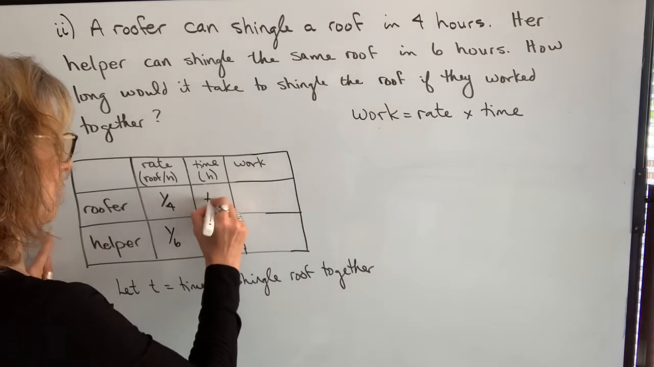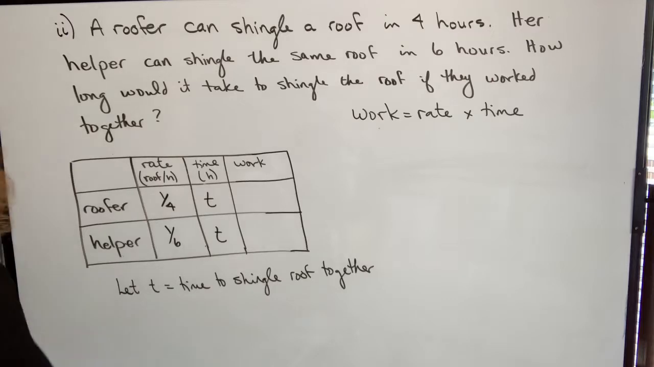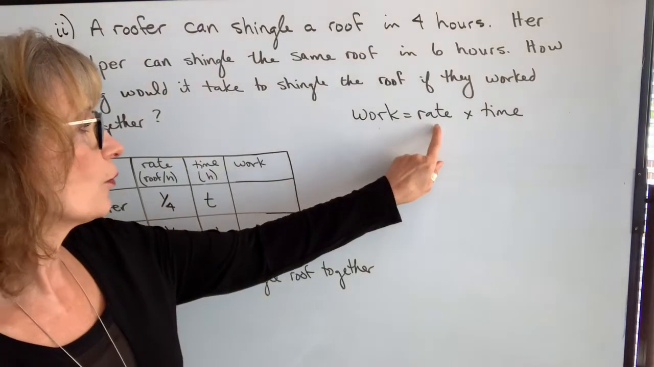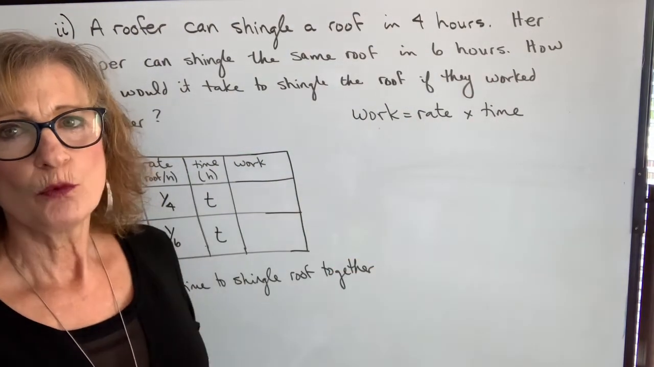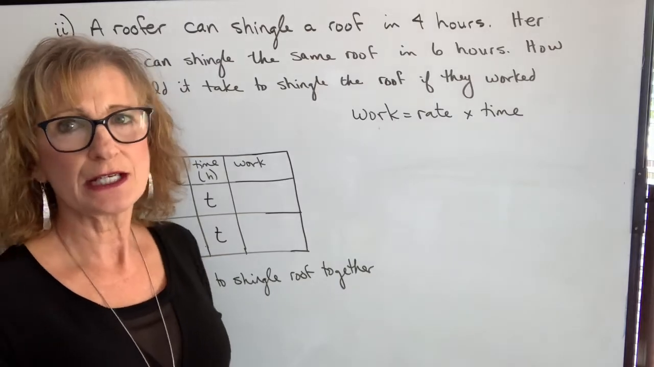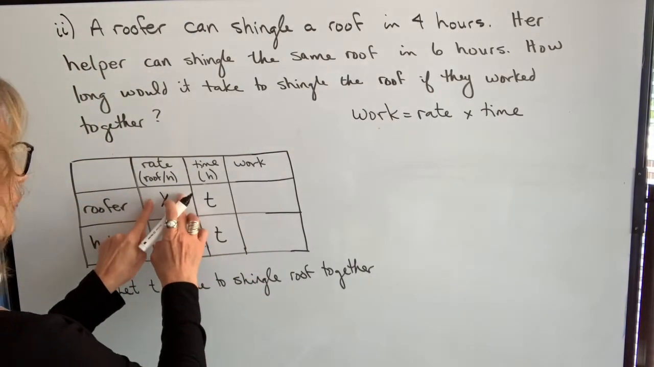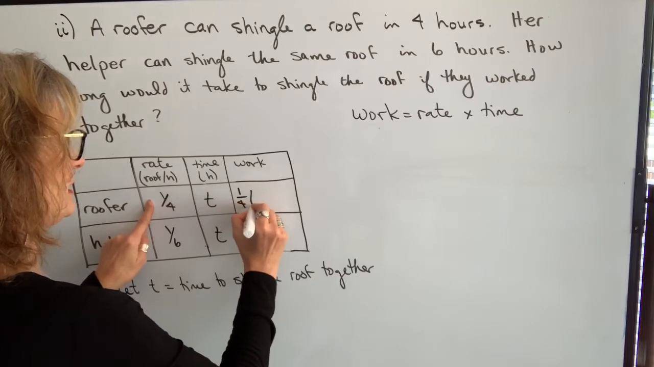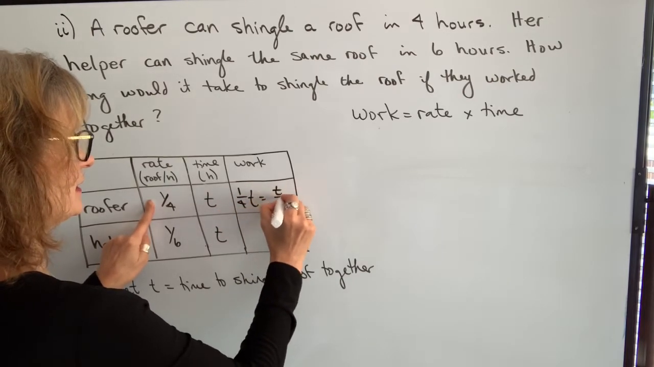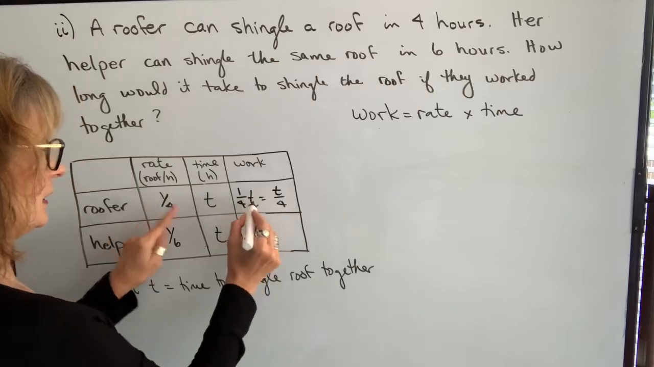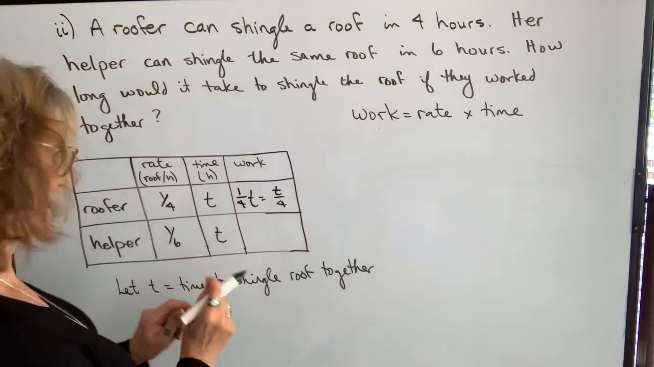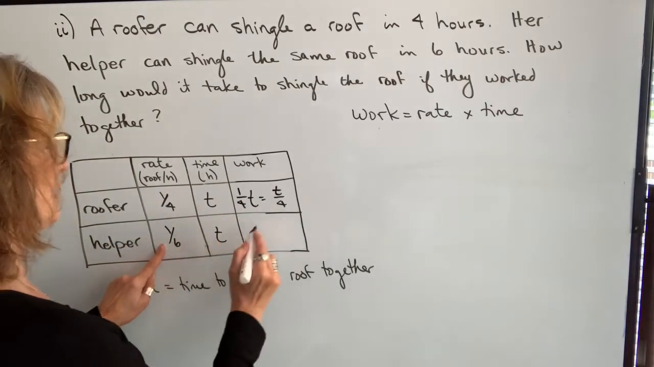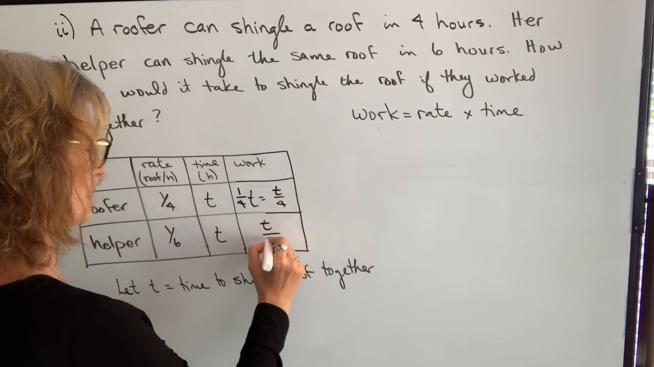Both the roofer and the helper work for T hours. And according to our relationship, work equals rate times time, we know the amount of work that each one does will be the product of their rate and time. So this would be 1/4 times T, which I can write as T over 4. That's like a T over 1. This is 1/6 times T, which we can write as T over 6.